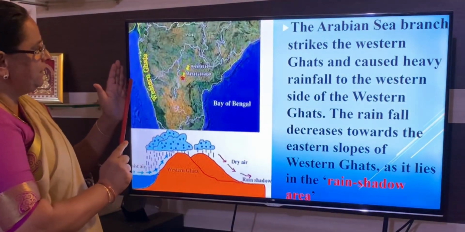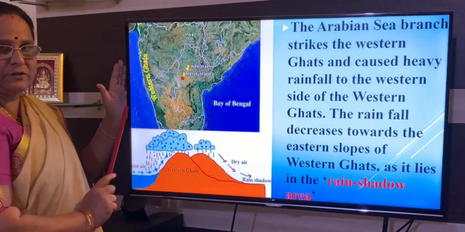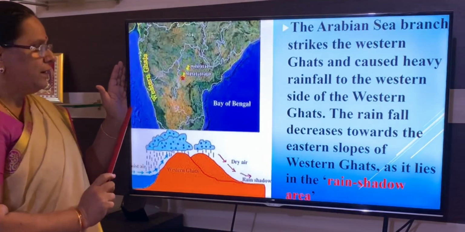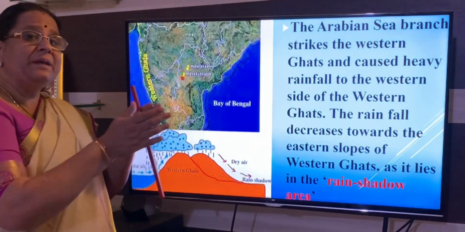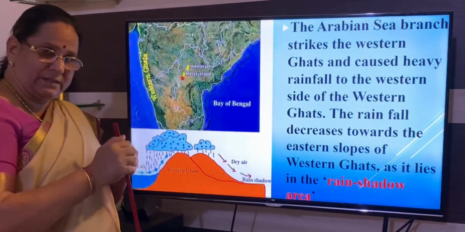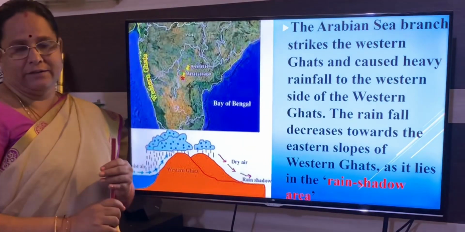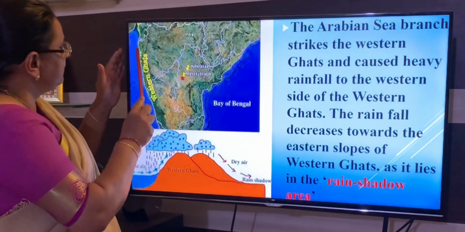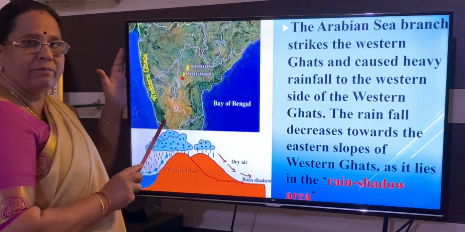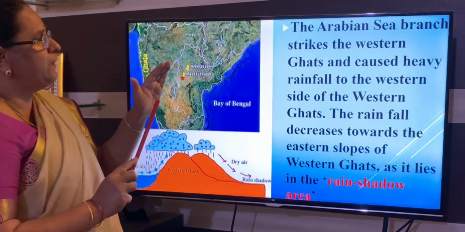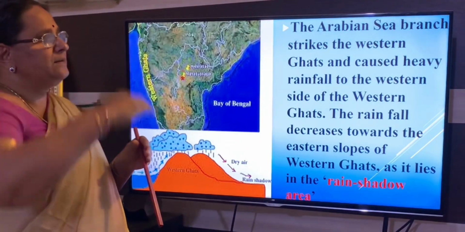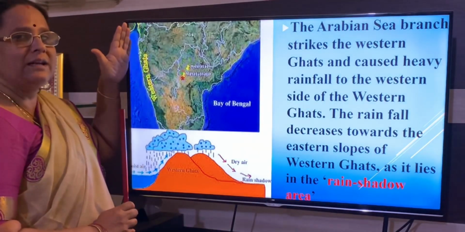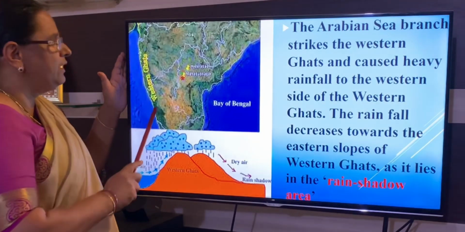So this you can see on the west side is the Arabian Sea Branch. As this Arabian Sea branch reaches the Western Ghats, the wind which is blowing towards the Western Ghats will be carrying moisture laden in it. So that means they carry water drops with them. As the Western Ghats are a mountain region, when the wind moves upward towards the mountain, they find it difficult to carry it. And finally, they will drop that moisture. So due to that, Western Ghats receives heavy rainfall.